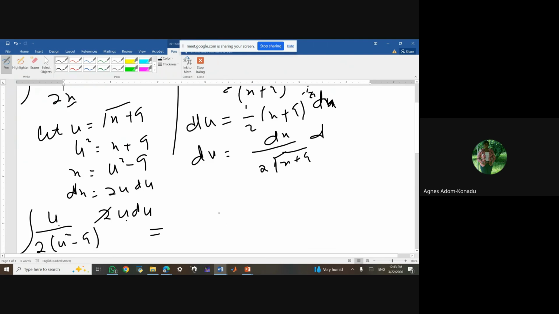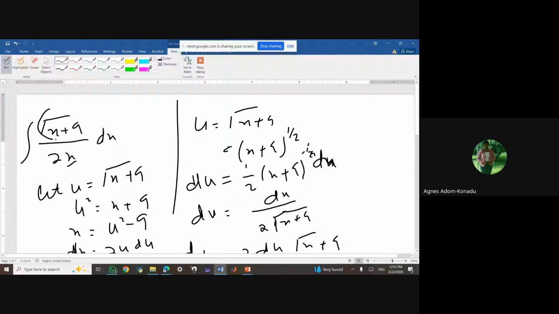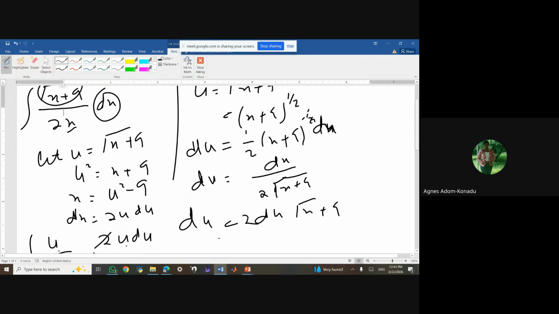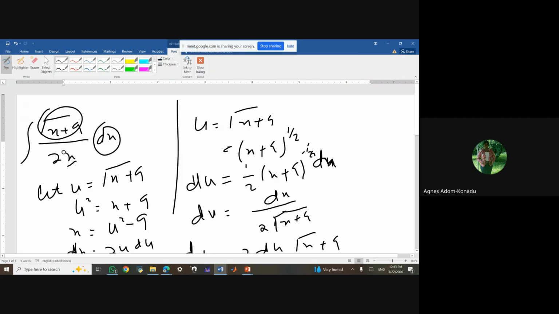Then I have the x, this x is already there. So I'm making the x the subject, so my dx is equal to du times 2 times root of x plus 9. I still have u. So when I go back and do the substitution, here is u, here is 2 du root of x plus 9. And I still have 2u inside. So I'll not be able to work that.